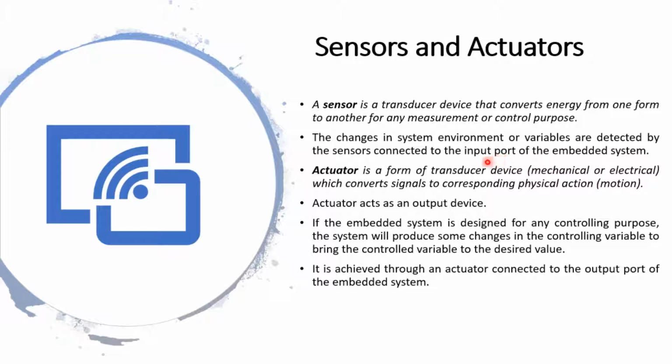We have already discussed that if the embedded system is designed only for monitoring purposes, then you will not find any actuator in such a system. But if the embedded system is designed for any controlling purpose, then the system will produce some changes in controlling variable to bring that variable to some desired value, means the required value. At that time that can be achieved only through an actuator circuit, which will be usually connected to output port of embedded system. Then we need to know what is an actuator.